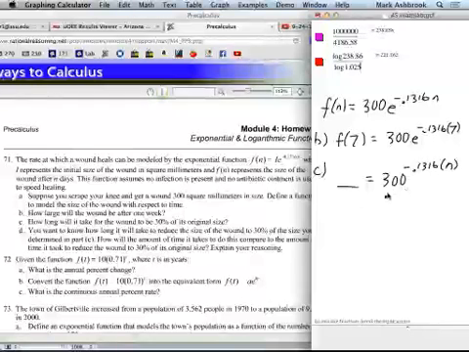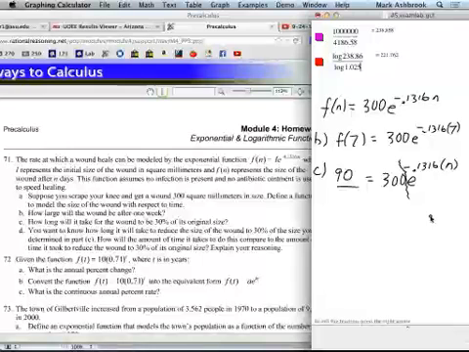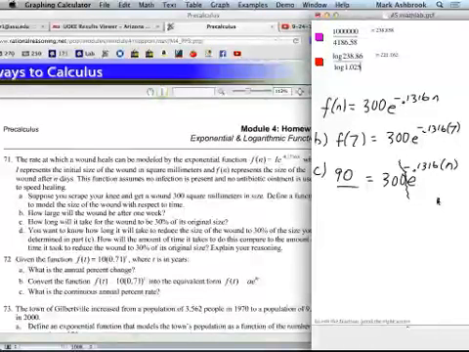Okay, C says now we want to know how long it takes to get to 30% of its original size. So first we need 30% of that original size, which is 90. So we know that we're going to use a log to get this value of n. Are we ready to do that? No, this is not written correctly, sorry. This is e to the negative 0.136. So we need to isolate that exponential term before we can apply log to get that exponent.